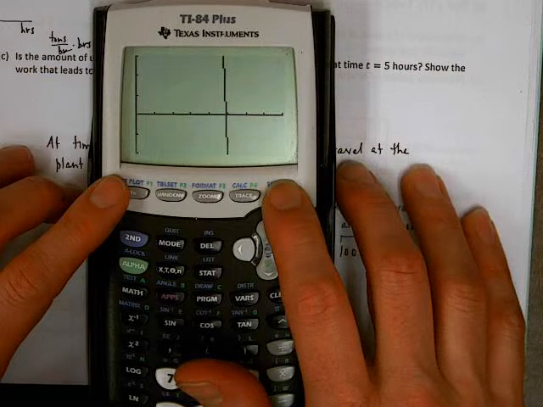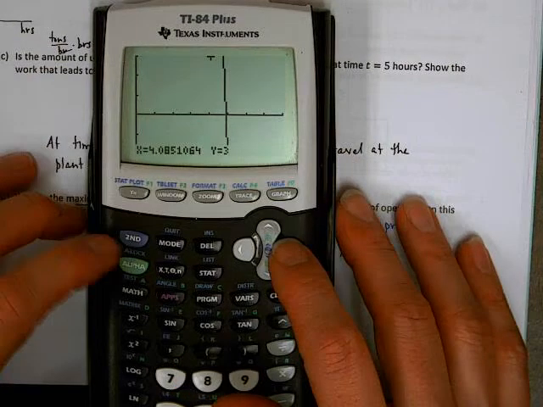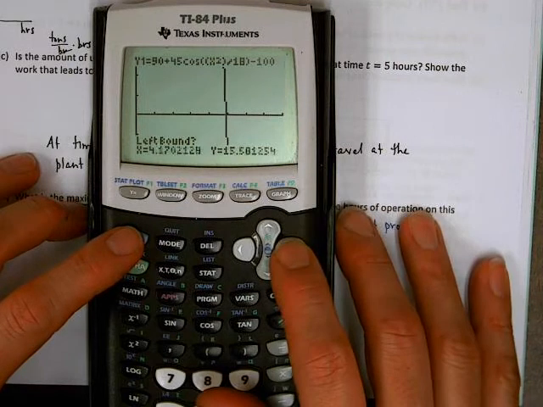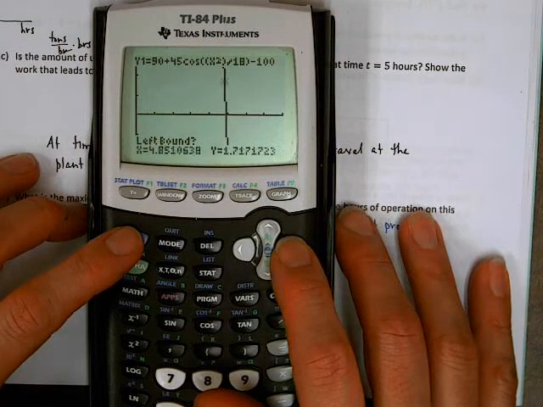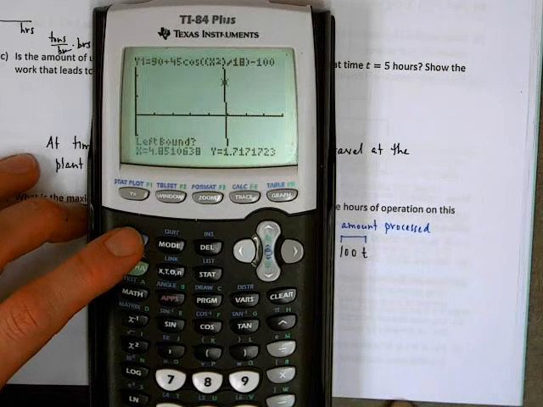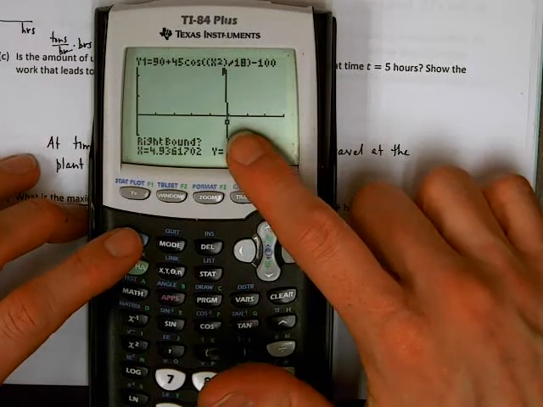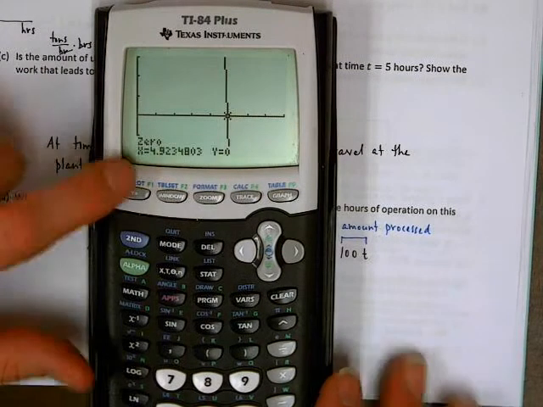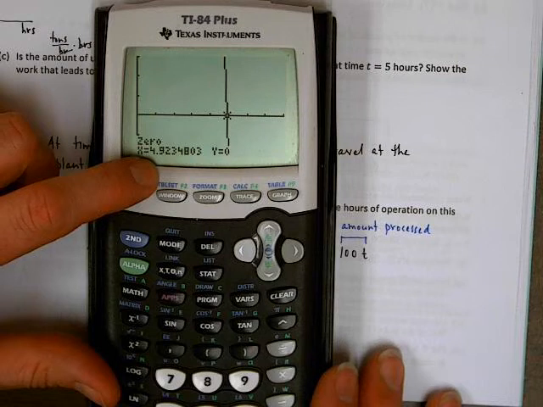So let's see here. Whoops. I think I messed this up. Let me go back. All right. I'm going to look for my cursor here somewhere. There it is. So I'm going to put it somewhere above the x-axis. I'm going to hit enter. Then I'm going to move and go out below. Hit enter again, and it's going to tell me that 0 is happening at 4.923.